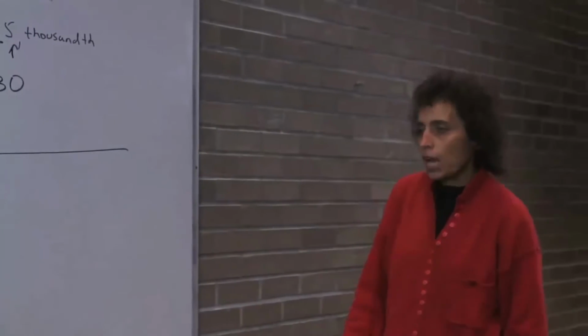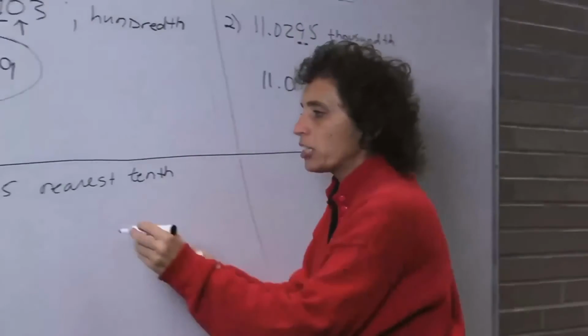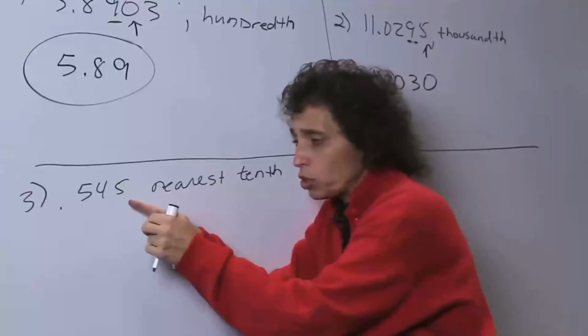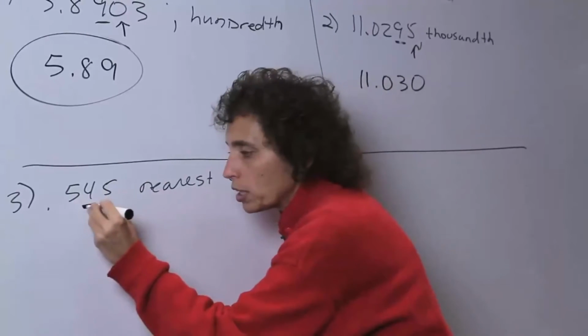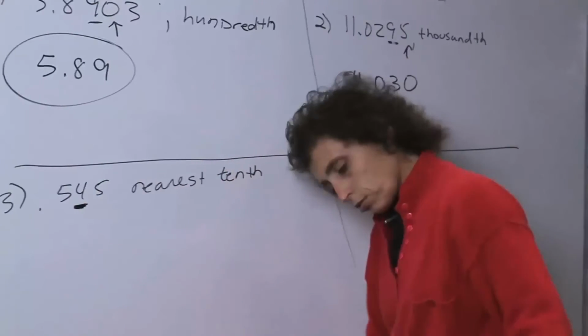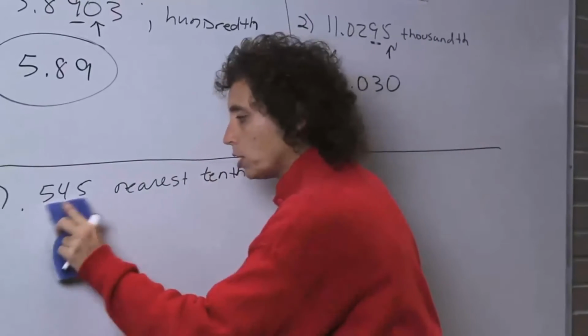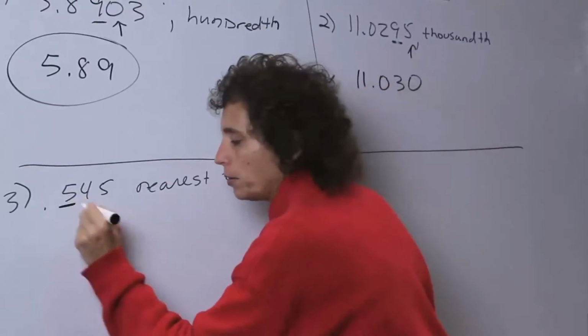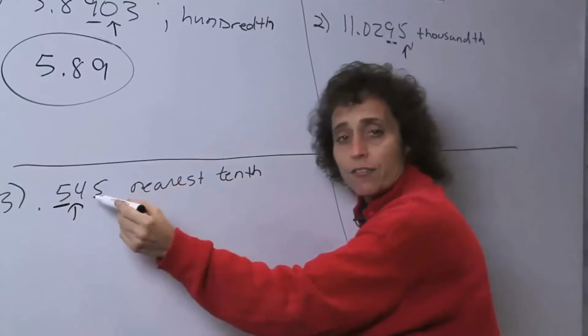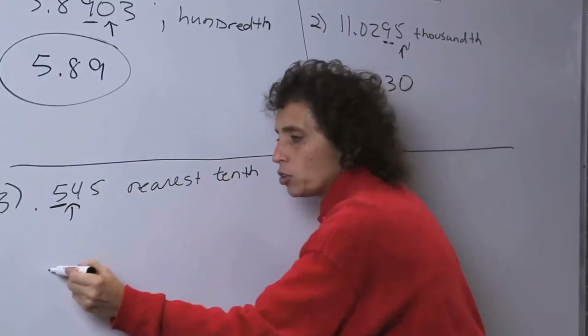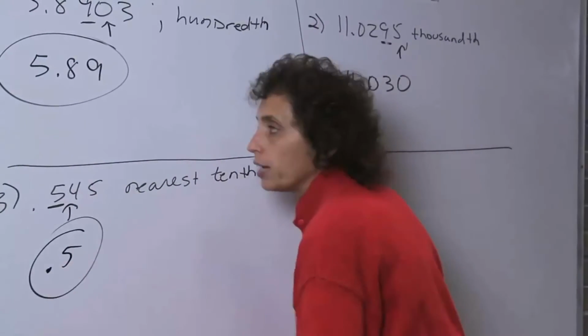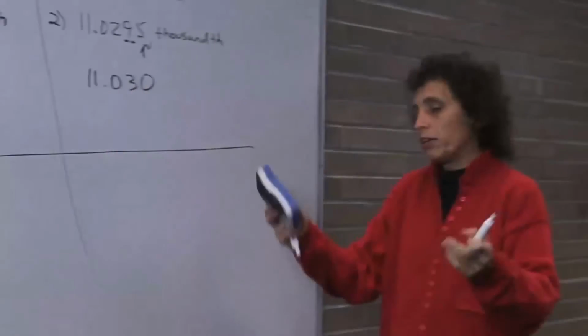Okay? And then finally, the last one, nearest tenth. I have an extra number here just to make sure you understand. I only look at the number next to me. Oops, I underlined the wrong number. It's all good. Tenths place, right here. Look at this number. That's not a 5 or higher, so I leave it alone. So nearest tenth is 0.5. So that's how you round numbers.